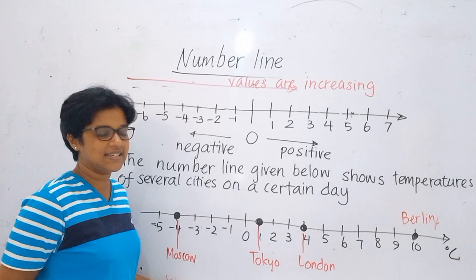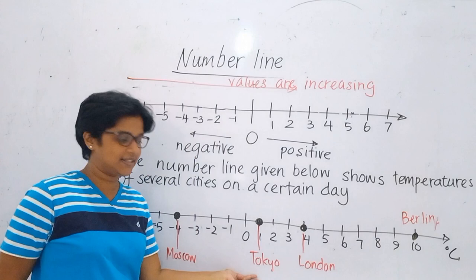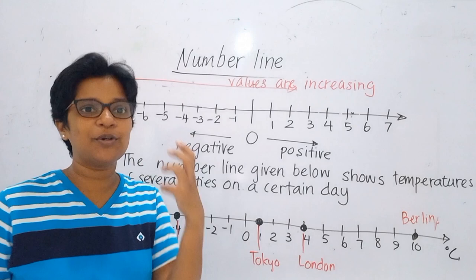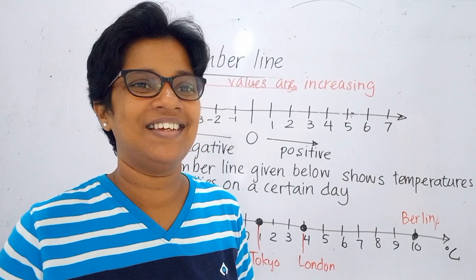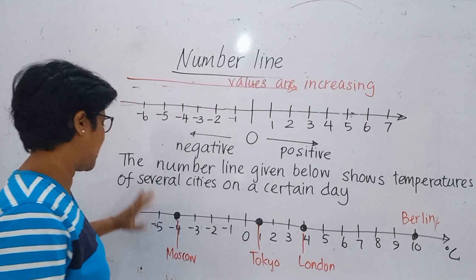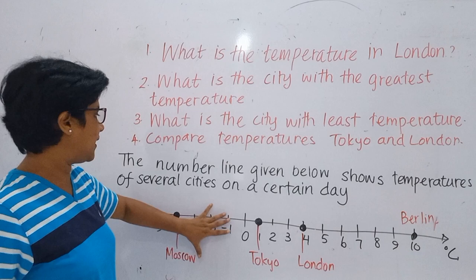Right? The temperature in London is greater than the temperature in Tokyo. And now you have a very good idea, right? From left to right, values are increasing on the number line. Now copy down this question and the number line. Now look at the number line and look at the questions.